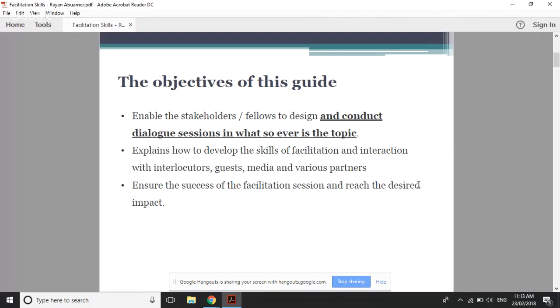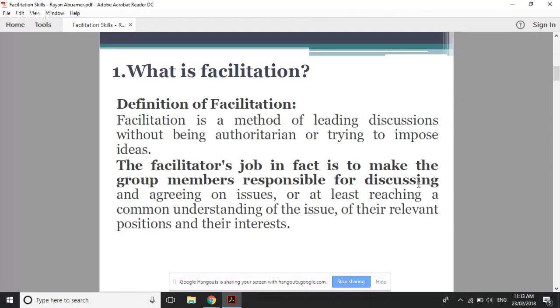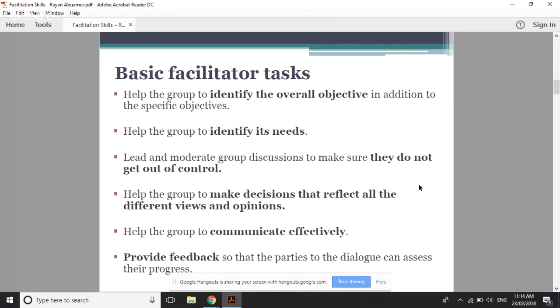So ensure that you hold a successful session and you get the desired impact from this session. All right, so what is facilitation? Facilitation in general is a method or a way to discuss a topic or generate ideas and motivate others to take the initiative or take ownership of their ideas and start a dialogue without imposing or forcing any of your own views or ideas. So the facilitator's job, in fact, is to make the group members responsible for their own discussion and agree on certain issues or points.